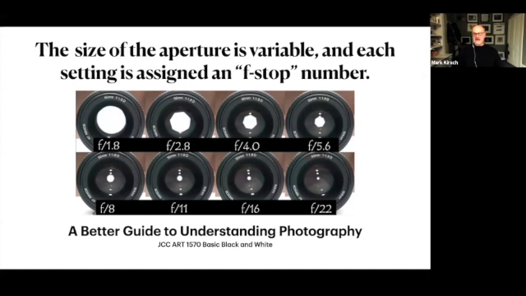So the largest aperture has the smallest number, and the smallest aperture has the largest number. So f1.8 is a very large opening. f2.8 is half the size of the 1.8. f4 is half the size of 2.8. f5.6 is half the size of f4. And on most lenses will run through f22.